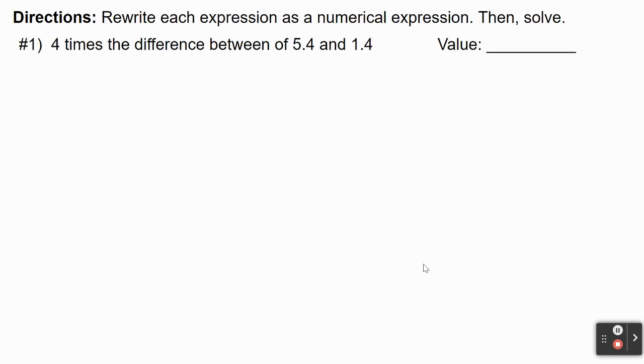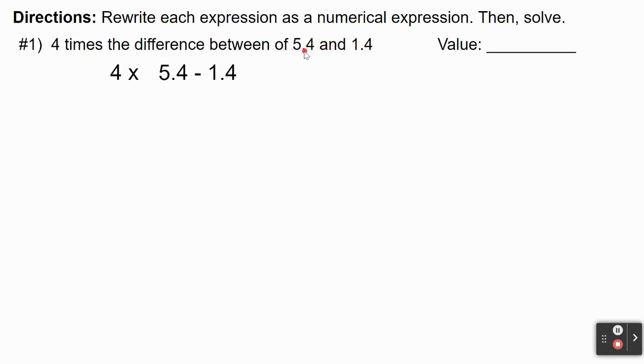All right, so now let's try rewriting these expressions as numerical expressions, which means we're using just numbers and operations. Here we have 4 times the difference between 5 and 4 tenths and 1 and 4 tenths. Well, 4 times is multiplication. So we're going to do 4 and then the multiplication sign. Now it says the difference. Well, we know the difference is the answer to a subtraction problem. So we're going to be subtracting 5 and 4 tenths minus 1 and 4 tenths. We got those numbers from the problem.